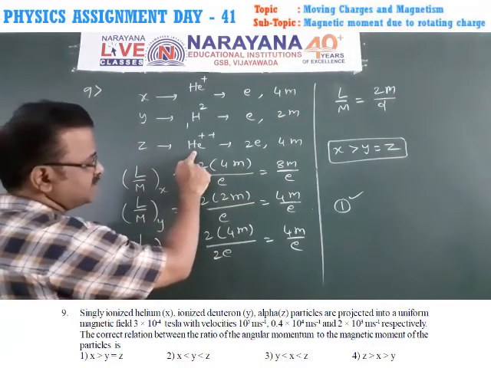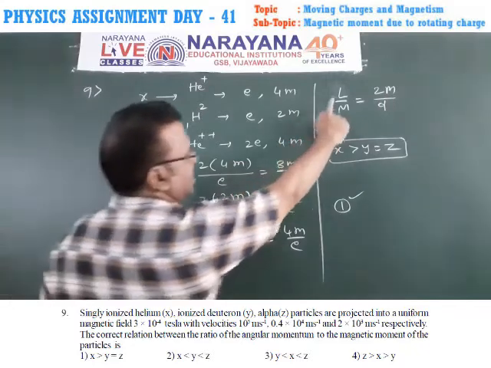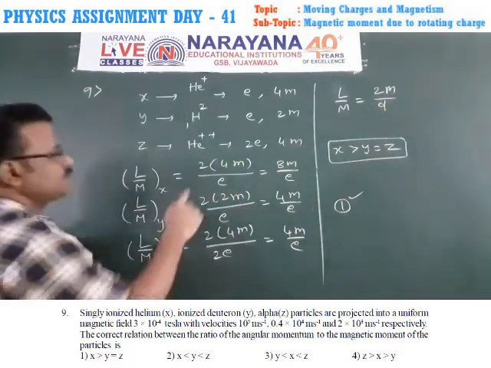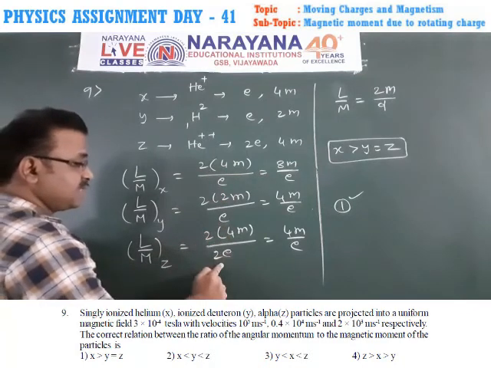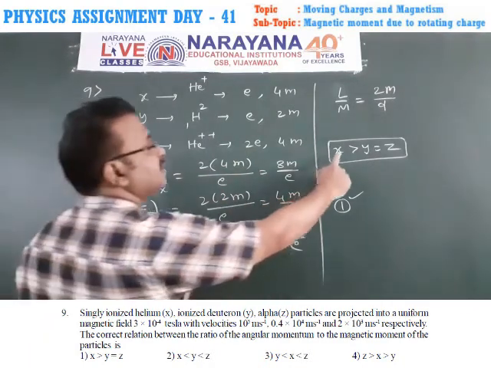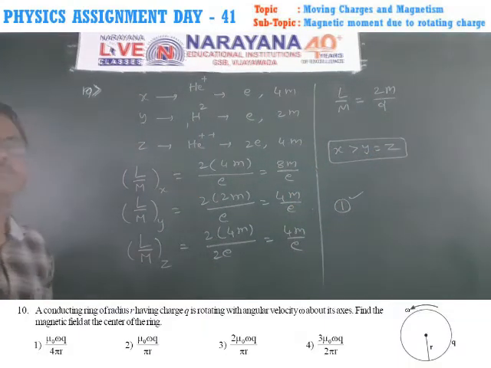For helium 2 plus, charge is 2e, mass is 4m. L by m is equal to 2m by q. So 2 into mass by charge, 2 into mass by charge, 2 into mass by charge. Then you will get x greater than y is equal to z. Option 1 is correct.